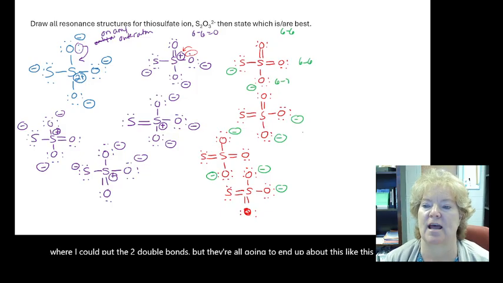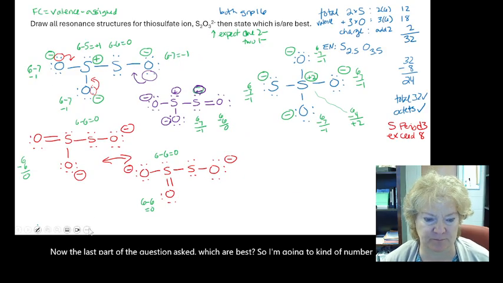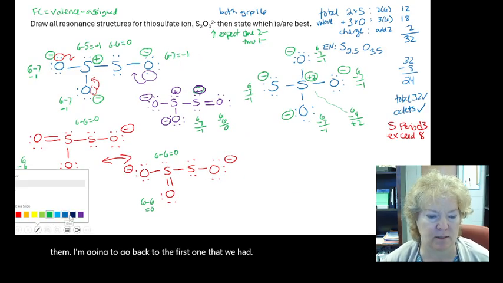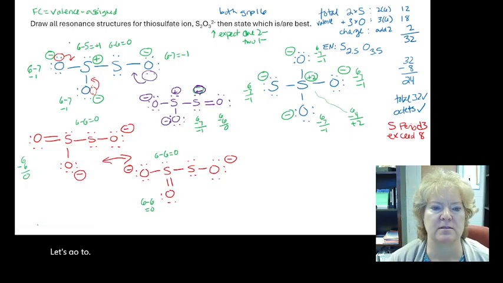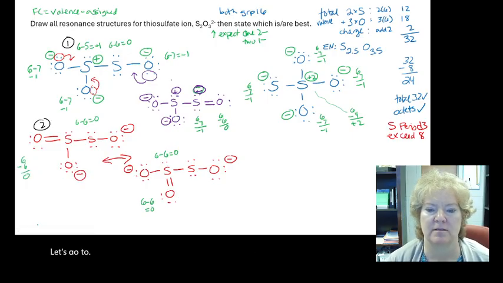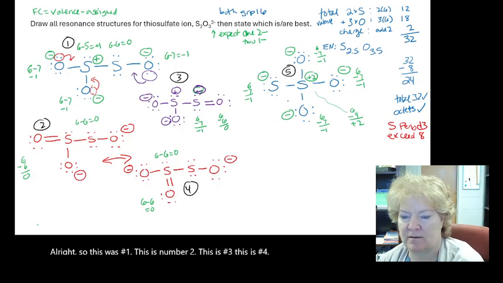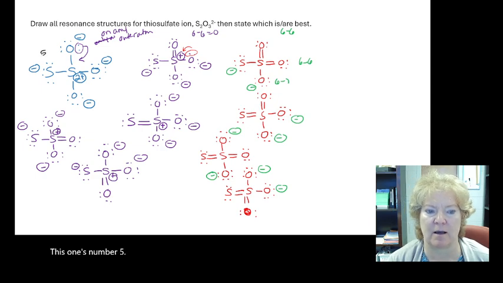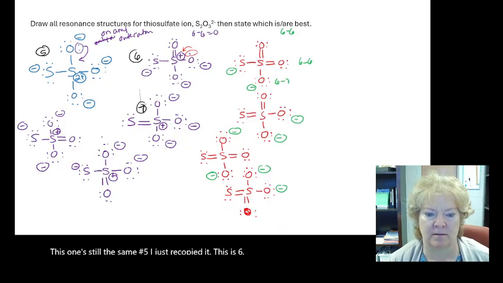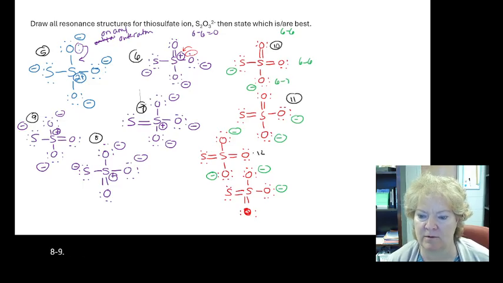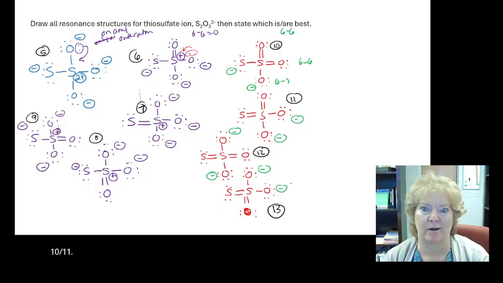Now, the last part of the question asked which are best. So I'm going to number them. I'm going to go back to the first one that we had. So this was number 1. This is number 2. This is number 3. This is number 4. This one's number 5. This one's still the same number 5, I just recopied it. This is 6, 7, 8, 9, 10, 11, 12. This one's 13. I probably have a couple more I could have done.